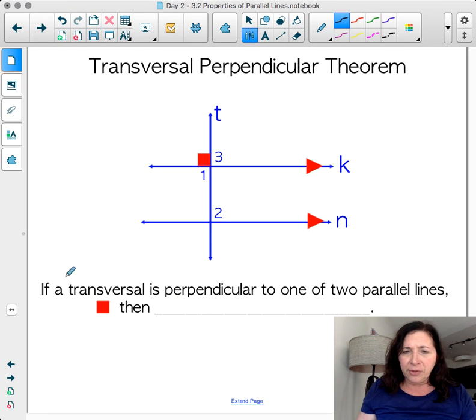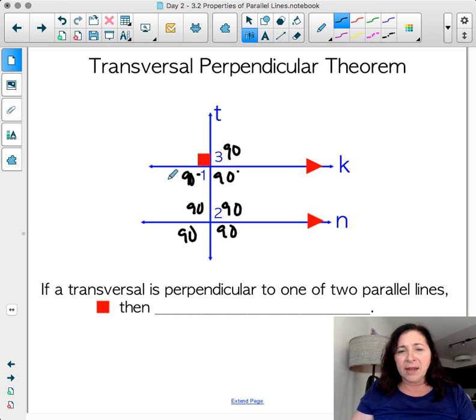Transversal perpendicular theorem: if a transversal is perpendicular to one of the parallel lines, then all of these angles are right angles. So that's right, right, right, right, right, right, also right. And again, this angle inside here and this angle here would be congruent.